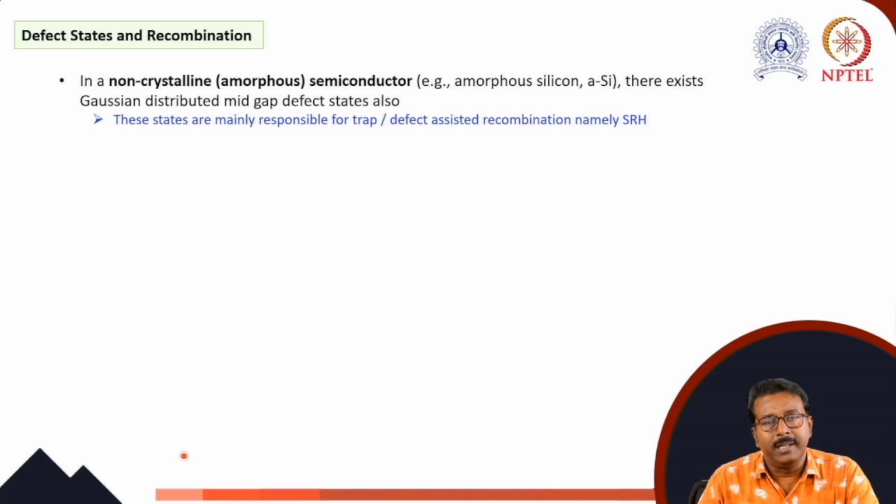From the band tail states also recombination may take place, but the Gaussian distributed mid gap defect states are more prone to assist the trap assisted recombination. These states are called defect states, and the recombination assisted by these states is called defect or trap assisted recombination, which is Shockley-Read-Hall recombination. We have already discussed this in lecture 19.